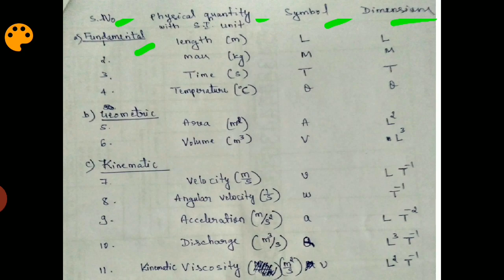Now all the secondary dimensions will come. We have divided them into geometric quantities. The fifth one is a geometric quantity, area. Its SI unit is meter square, the symbol used is A, and in dimensional analysis we write it as L square. Then the sixth one is volume, the SI unit is meter cube, the symbol is capital V, or you may use some different symbol. In dimensional analysis it is written as L cube.